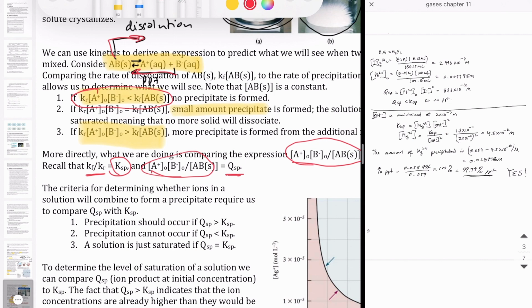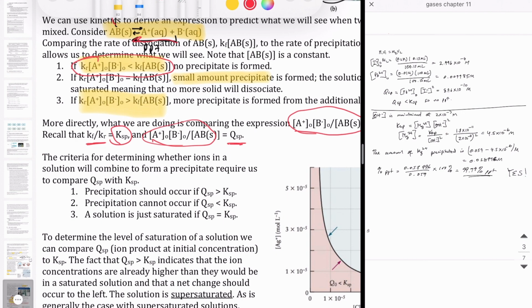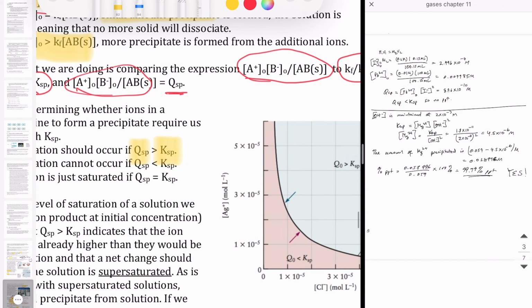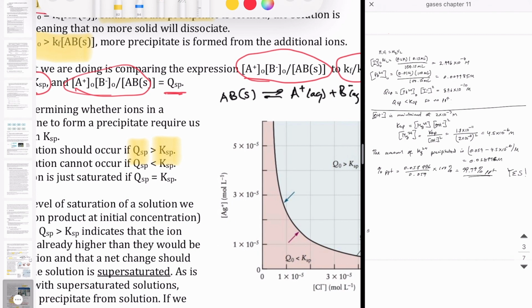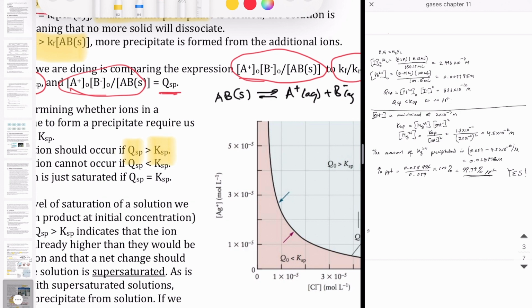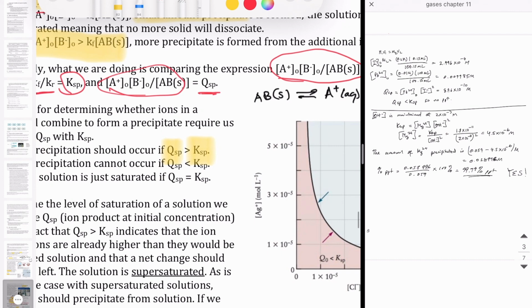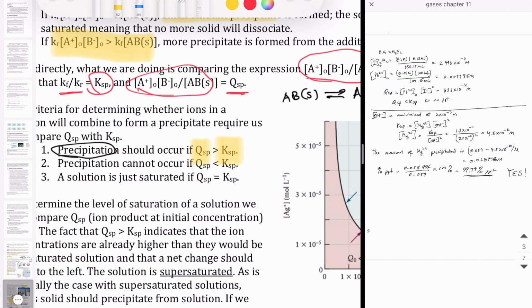So now instead of comparing 2 rates, we're just comparing the values of Q to the values of K, and using the same thought process, we can summarize the relationship as follows. If the Q value is greater than the K value, then precipitation should occur. And again, this should be analyzed using the reaction where you have solid on the left side and your ions on the product side, right? So the Q here is just the concentration of A plus times B minus in this case. And if that number is bigger than the K, then the reaction would shift to the left, as we expect. And shifting left, you're going to form precipitate. Okay, so that's why precipitation will occur in this case.